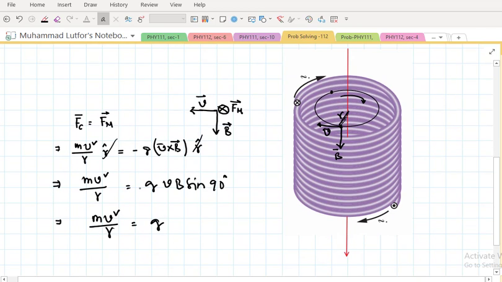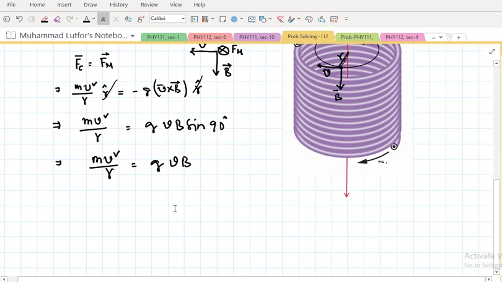So that's why you can find this is going to be positive. The speed of the electron is v, and sine 90 is basically 1, and one v would be cancelled out from there. This is going to be v over r equals q, the charge of that electron, into B.